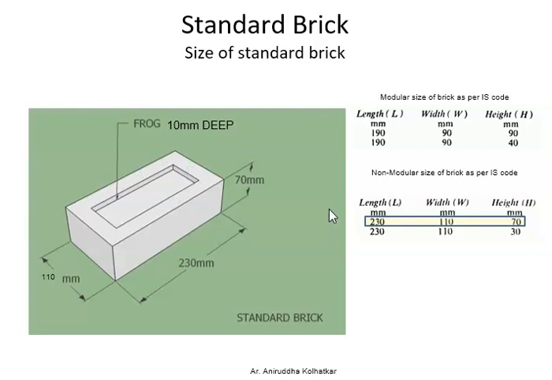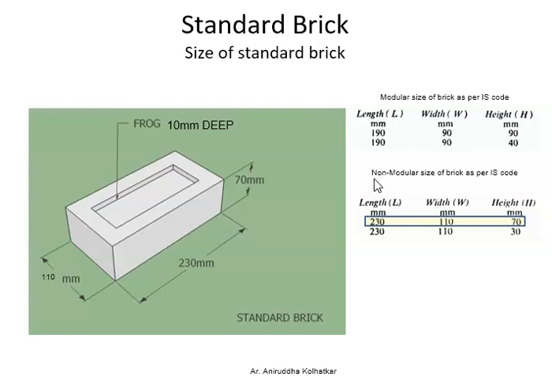So let us see what the Indian Standard Code defines the standard size as. As per the Bureau of Indian Standards, which prepares standards for different materials in India, they have defined the sizes of bricks as follows. The first type of size is the modular size of the bricks. There are two sizes in this. One is 190 millimeter length by 90 millimeter width by 90 millimeter height. The other is 190 millimeter length, 90 millimeter width and 40 millimeter height.